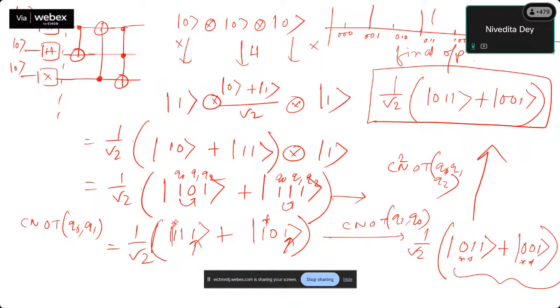And what will be their probability? 50%. Why? Because 1 by root 2 is the amplitude and the probabilities are half. So only you can get a high over here and a high over here. And any manipulation on this state will be directly having that reflection in the probability density curve. Clear? So this is all that we wanted to discuss.